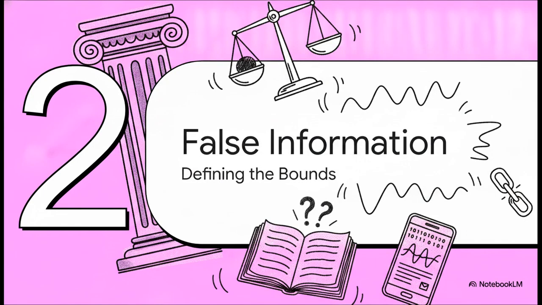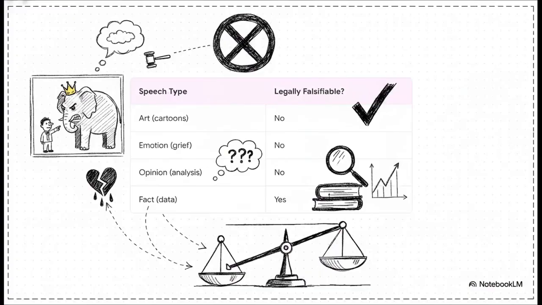Moving on to Section 2, defining false information. Now, what's really interesting about this slide is how Dr. Chen's defense brilliantly categorized his retweets from prison. They put them into 4 distinct buckets. You have art, like political cartoons; emotion, like expressions of grief; opinion, like theoretical analysis; and finally, objective facts, like historical data. Well, in legal theory, only that 4th category, facts, is actually falsifiable.